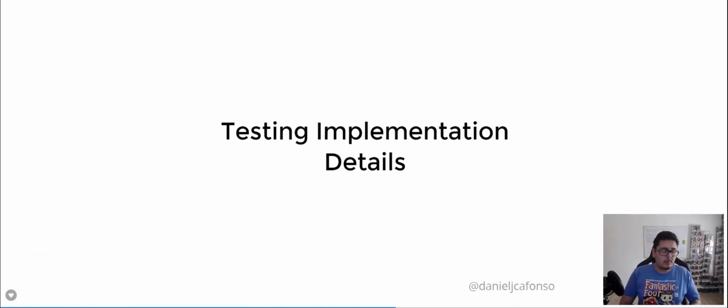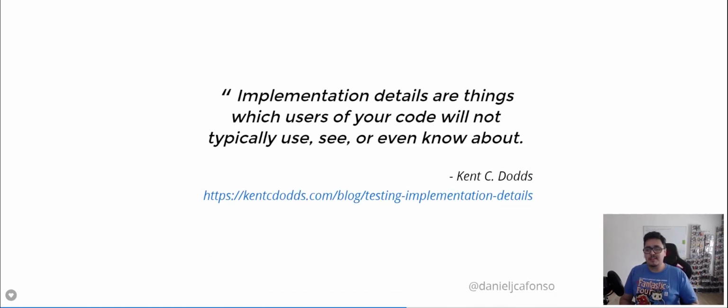Now, you might wonder, what are implementation details? Implementation details are the things which users of your code will typically not see, use, or even know about. And this is a quote by Kent C. Dodds. So when we looked at our code, we came to the conclusion, yeah, our tests are deeply tied into implementation details. They were tied into things like the component state, and things like the props that the component received. At the time, we knew that we had to stop using Enzyme and move to the React Testing Library.